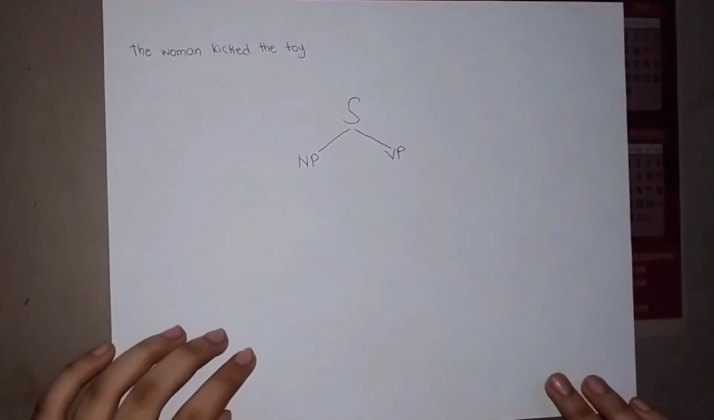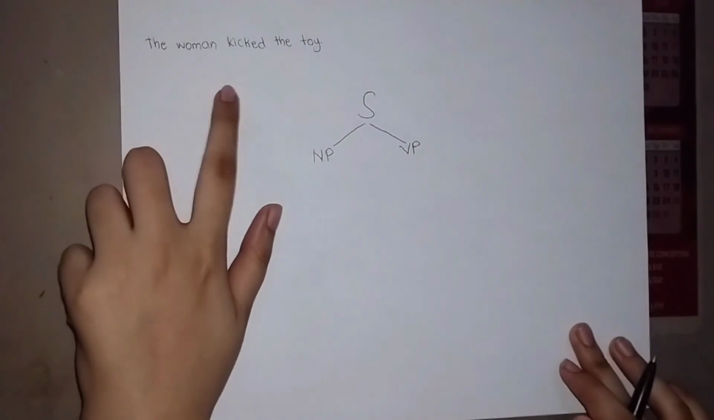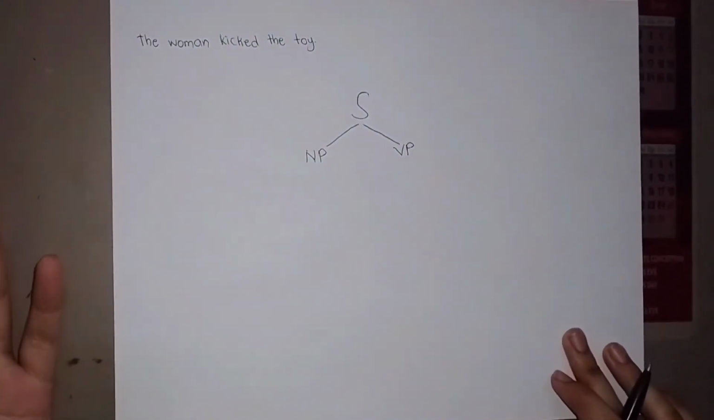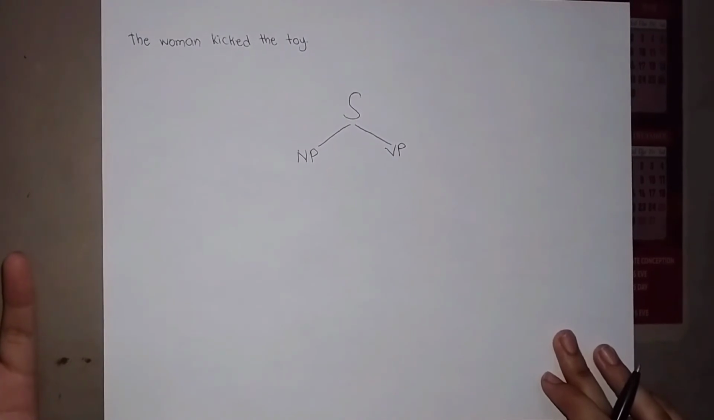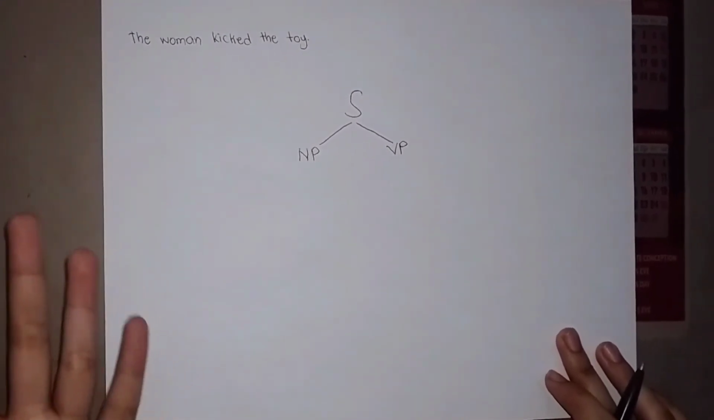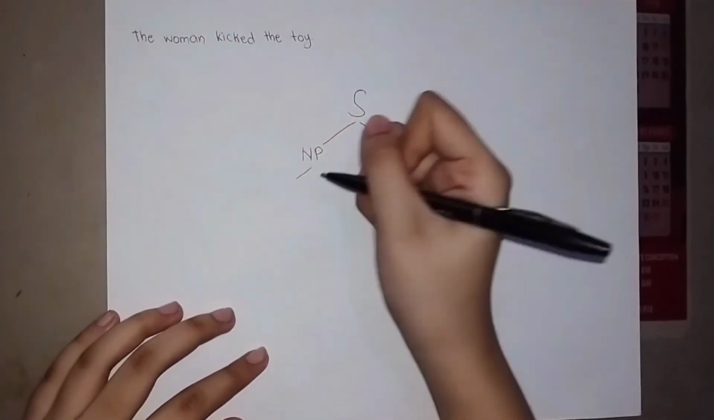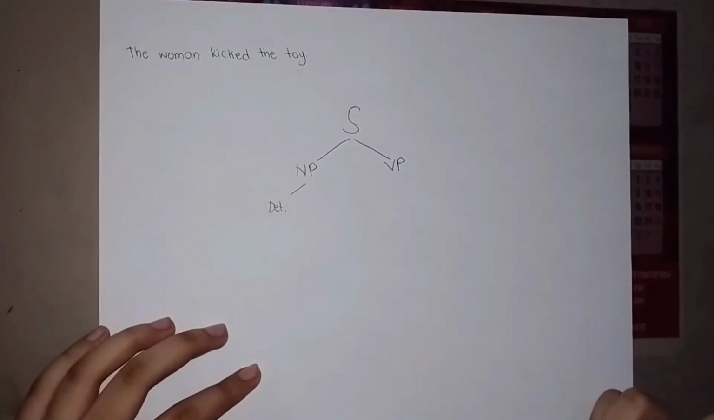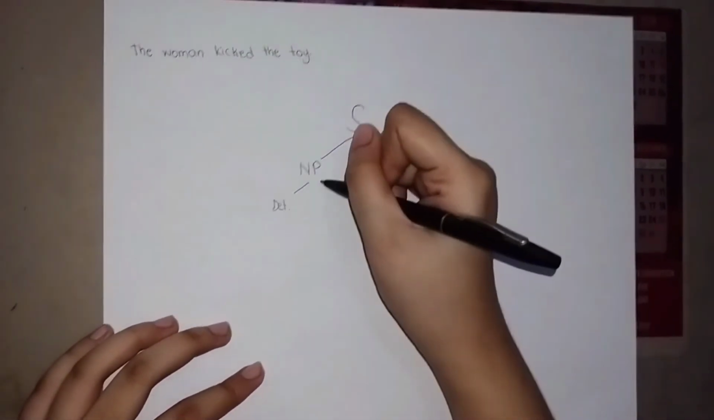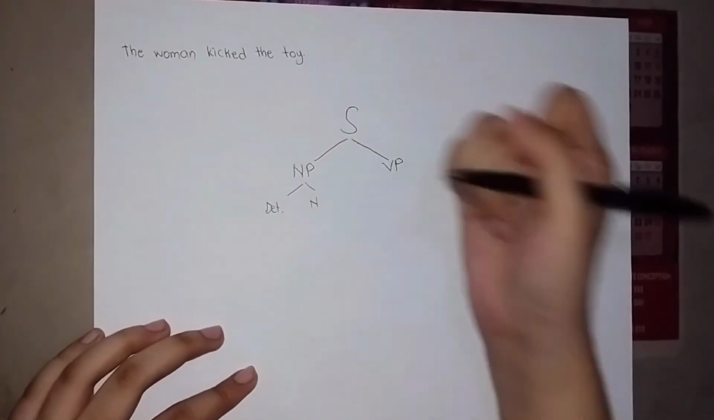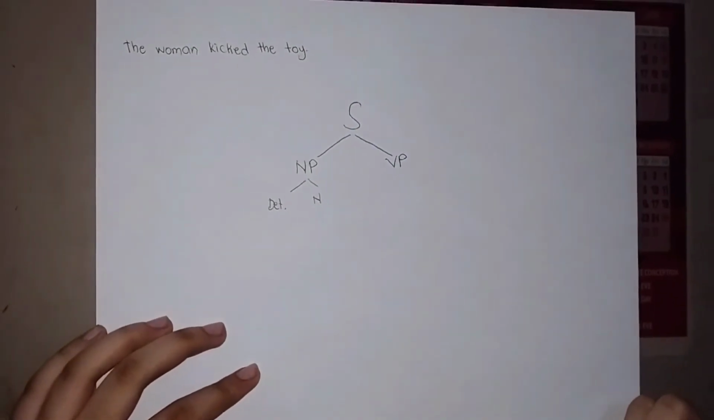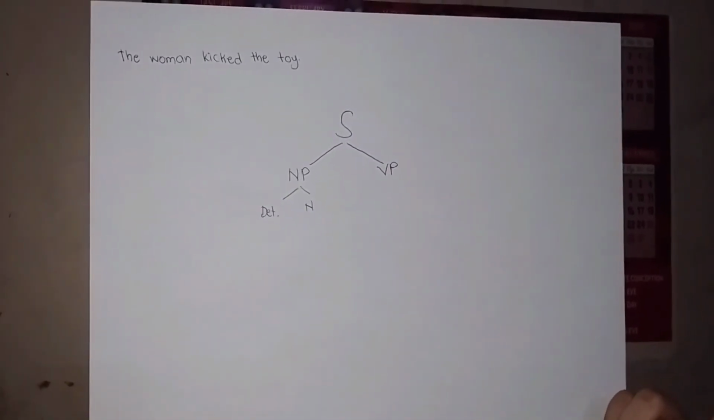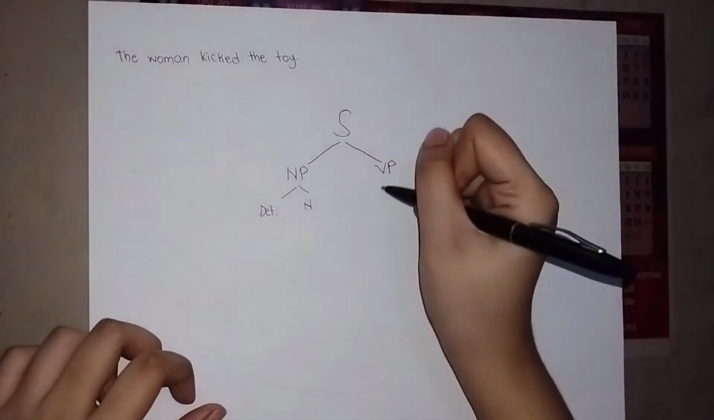Let's have another example. The woman kicked the toy. Once again, let us try and break down the syntactic categories one by one. So first, we have the determiner. And then we have our noun. After that, we're now going to proceed to the verb phrase. So let's write the verb, which is kick.